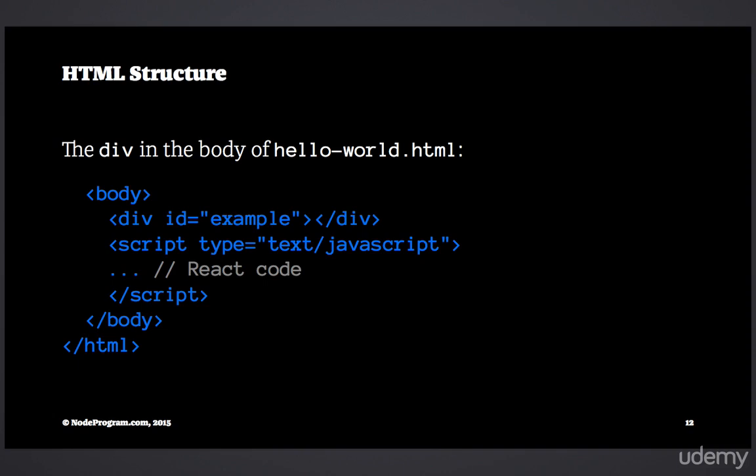The HTML structure continues, and after the head we have a body, and the body of our file looks very simplistic. We have a div with an ID of example, and the React code has a type of text/JavaScript, and it actually goes after that div. This is very important, because if it goes before, we won't be able to find that div in our JavaScript code.